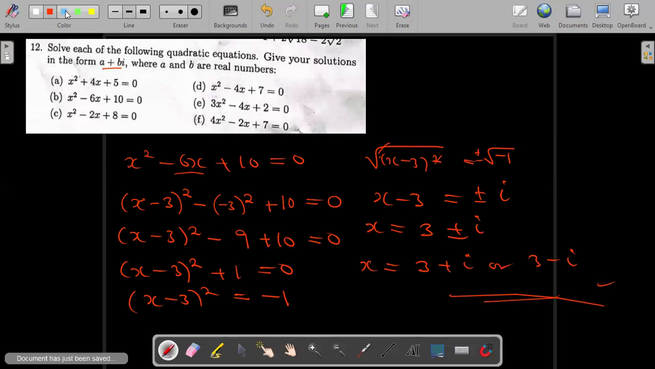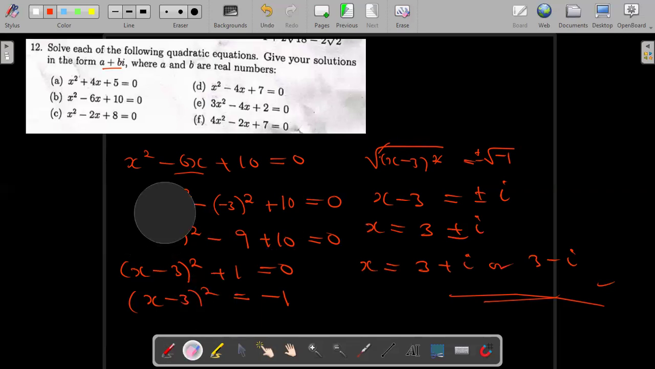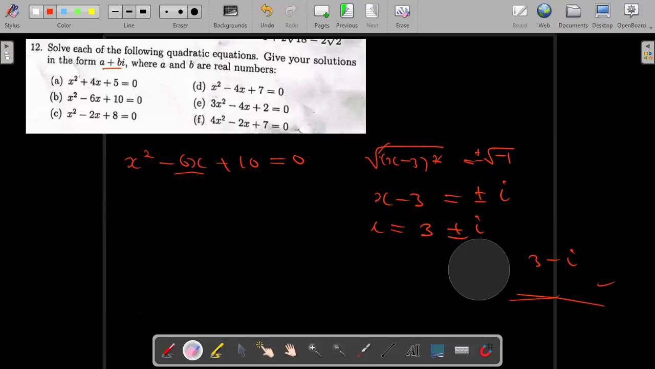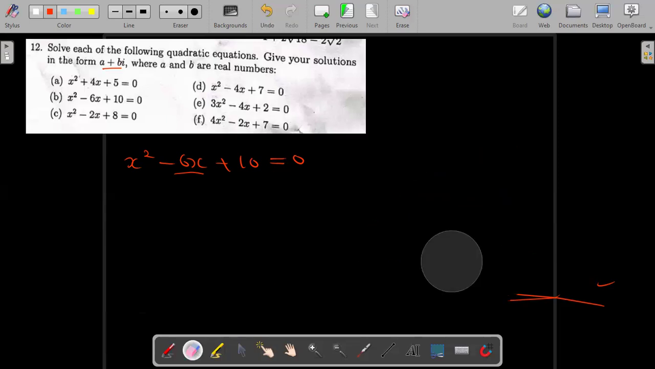Why did we square the 3? Okay, so why did we square the 3? When you're completing the square, let me erase this here and explain it in general. When you're completing the square, first of all, as we said, you factor out the coefficient of x squared.